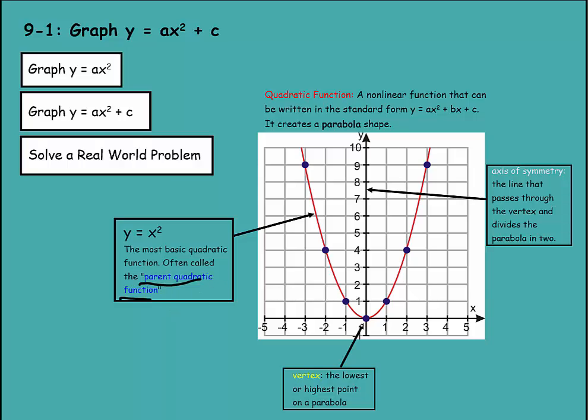Each parabola that we create has a vertex. A vertex is the lowest or the highest point on a parabola. It's the point where it stops going down and starts going the other way. And since parabolas are even, meaning they go down and up at the same rate, there is an axis of symmetry. The axis of symmetry passes through that vertex and divides the parabola in two. For this parent function, the axis of symmetry is at 0 for x, but sometimes it's over to the right or the left depending on the function.